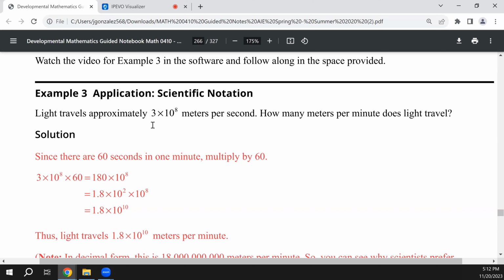Here's the speed of light: approximately 3 times 10 to the 8 meters per second. So it's a really huge number. It's 8 zeros right after. They ask you how many meters per minute does light travel? So convert it from seconds to minutes.